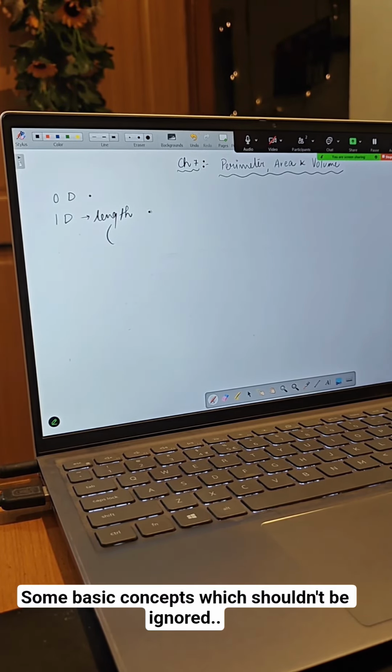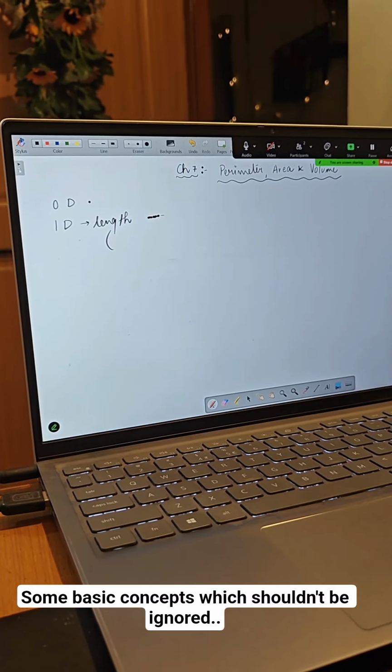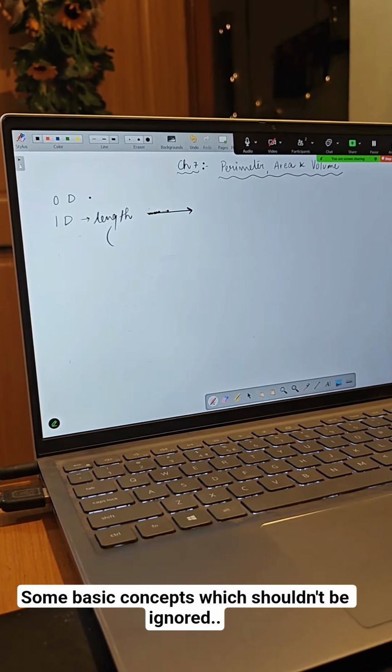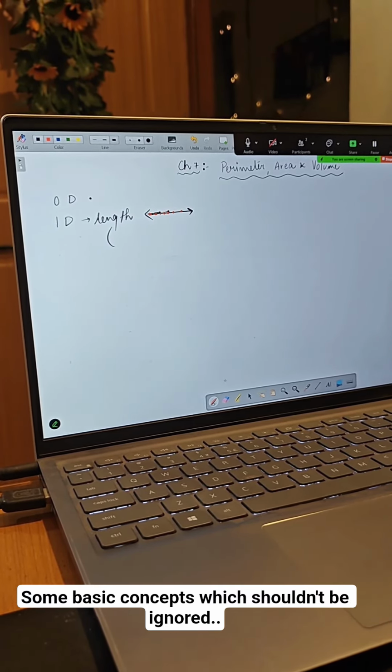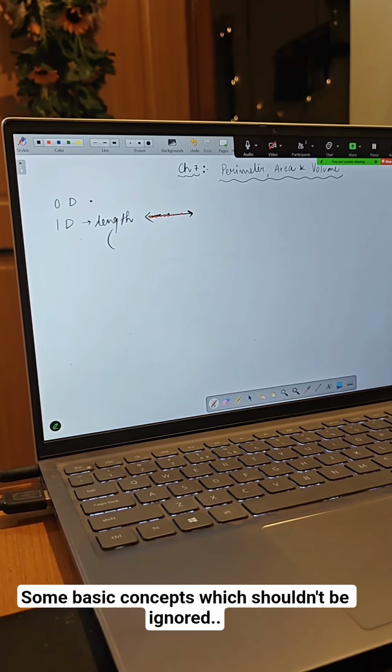And I told you how if you just align many dots, one after the other, what you generate is a line, okay. And that's why we say that infinite points or infinite dots make up a line. That's how you get a 1D with the help of dots or points.